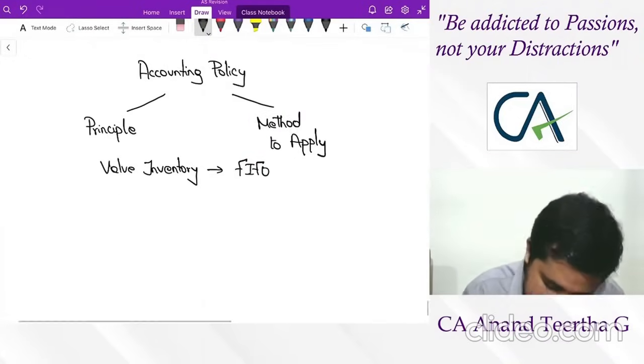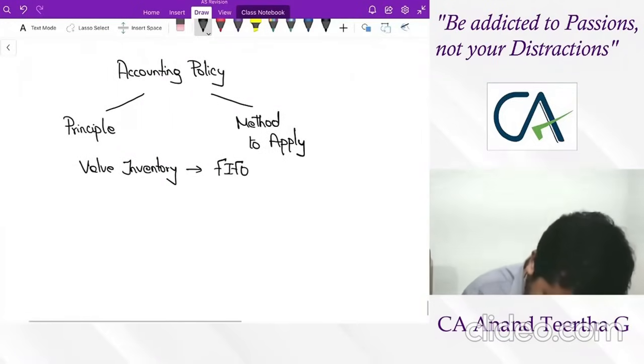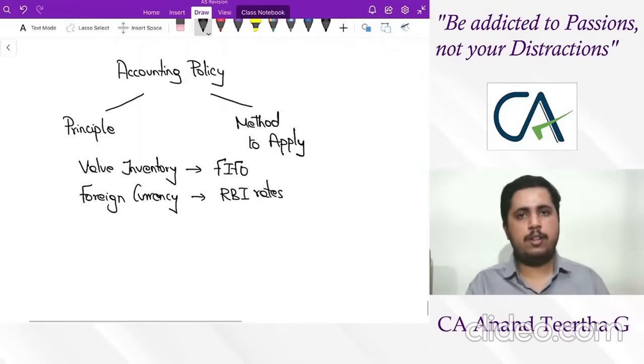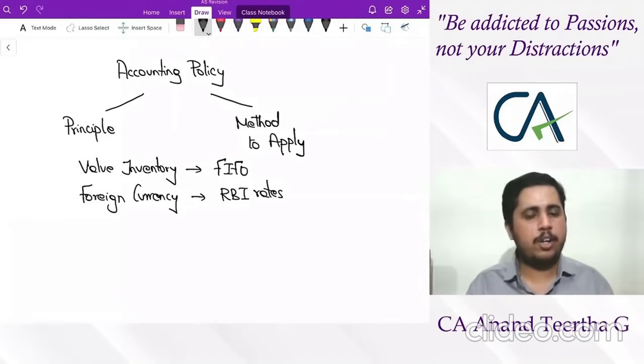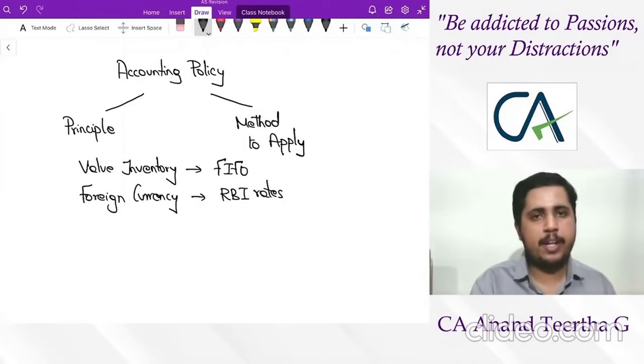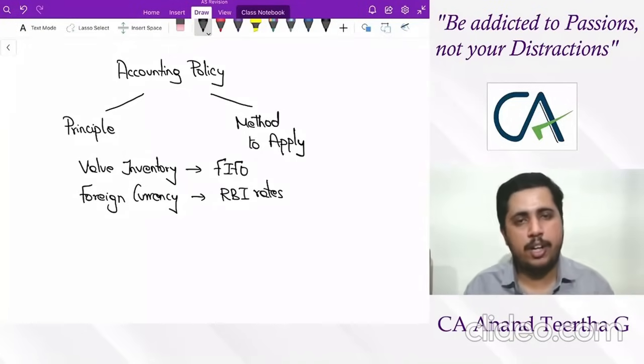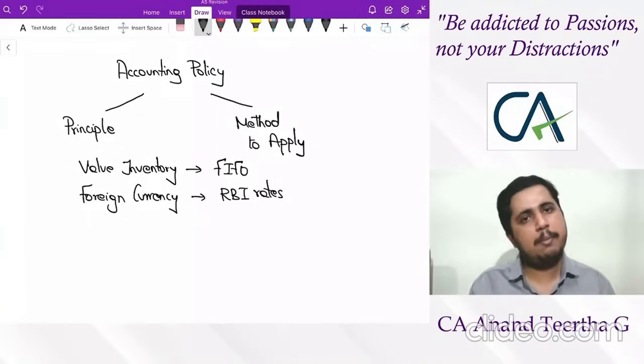In the same way, say I have a foreign currency transaction, and I use RBI rates for conversion purpose. In future, it's anyhow going to come that according to AS11, if there are any foreign currency transactions, they should be converted to reporting currency. For that, you need a rate to do that. So there is a methodology applied, which is RBI rates. The principle is to convert foreign currency into Indian currency. Now it became an accounting policy.